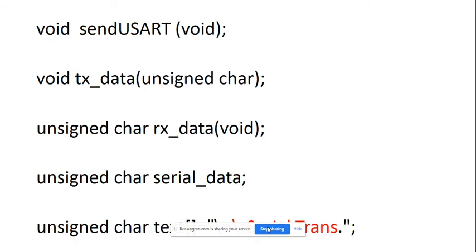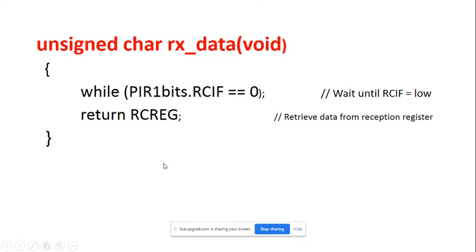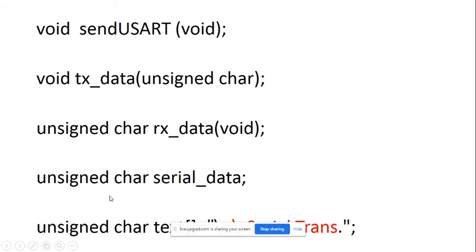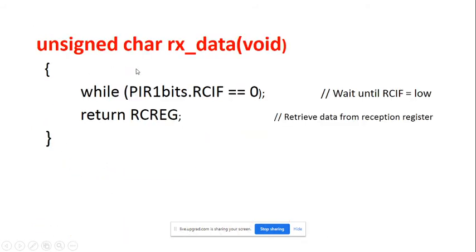Okay, next, one by one, now we will discuss all these subroutines, and then we will write the main program based on these subroutines. Okay, now the first subroutine is receive data. In receive data we will first check the condition of the RCIF flag. Suppose the RCIF flag is equal to 0.